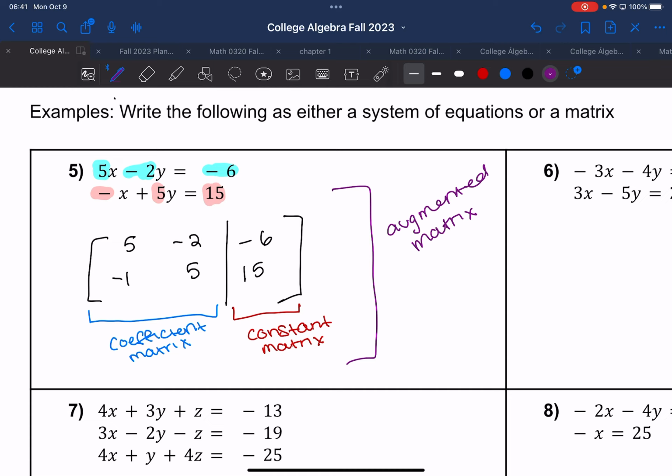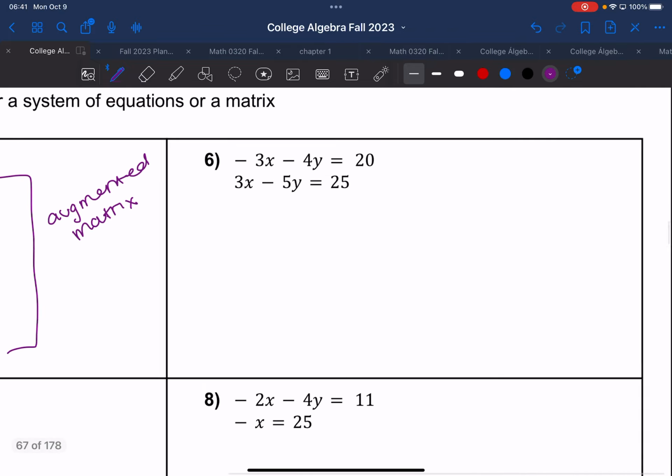So was that it? Yeah, that's the answer for 5. We're not solving the matrices yet. That will be next one. That's where it gets a little complicated. This one, we're just setting them up in these notes.